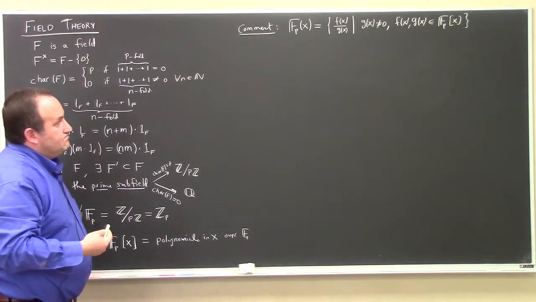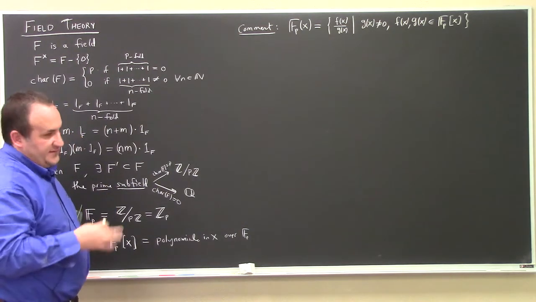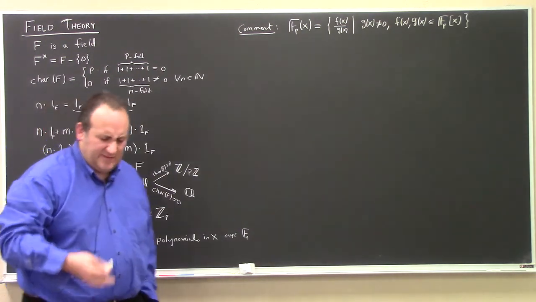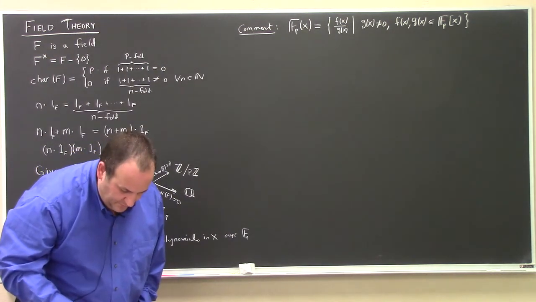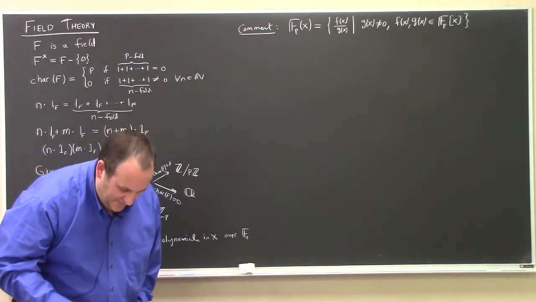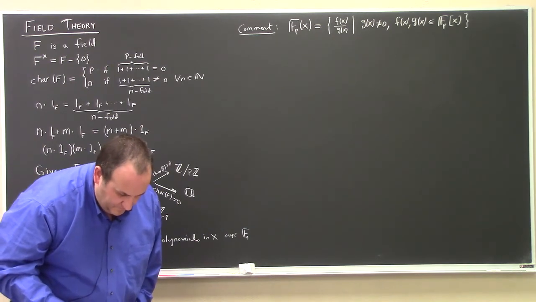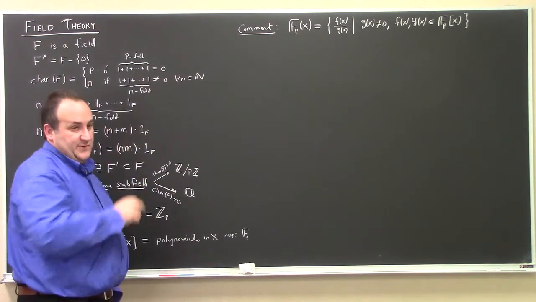And so it's an important example. If somebody asks you, what's an infinite field with characteristic p? Well, here's your example, right? And you can put p equal to 3 if it makes you feel better. But the prime subfield of that is what?